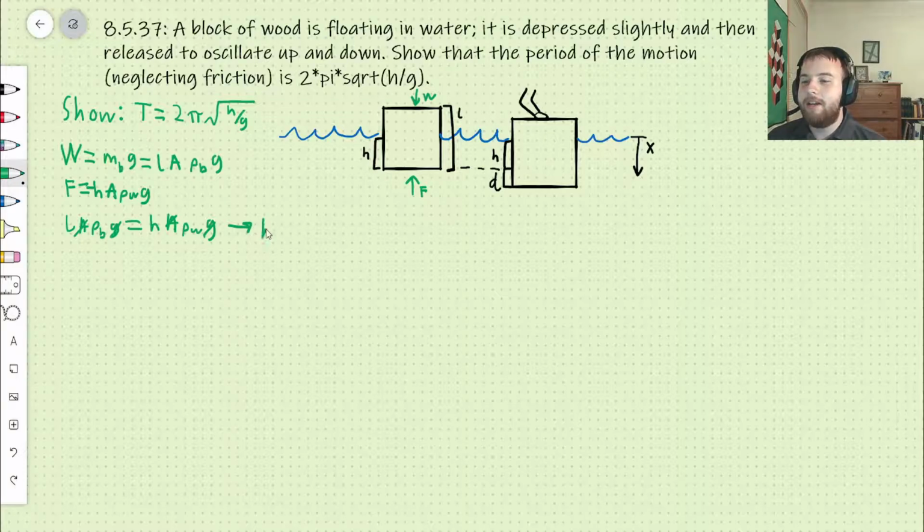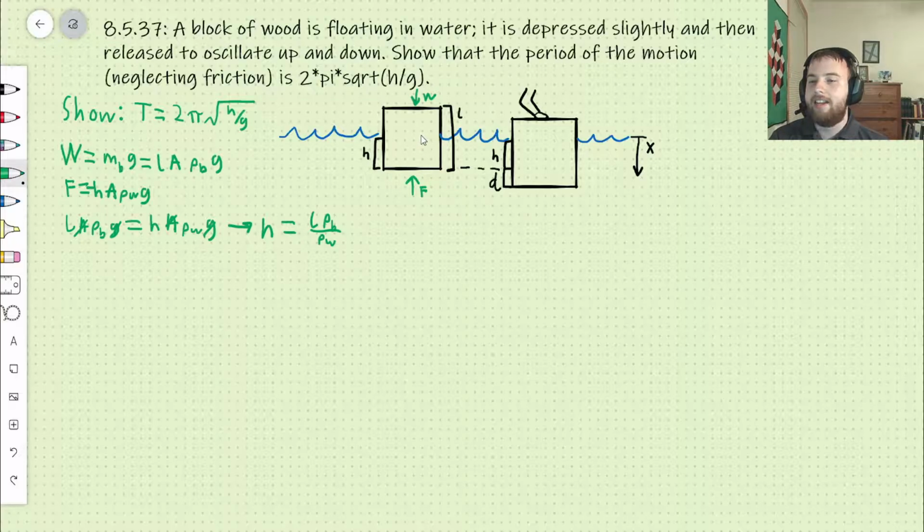And then finally, we get our h is equal to the height of our box, rho box, over rho water, which makes sense. Essentially, the ratio between the height of the box and the height under the water is equal to the ratio of the weight of the water to the weight of the box. Double check if I said that right. I think I did.